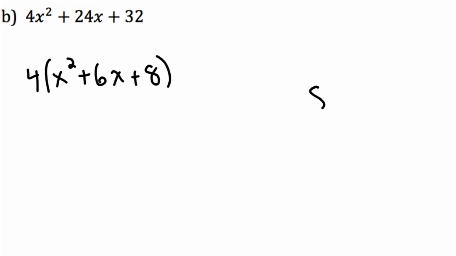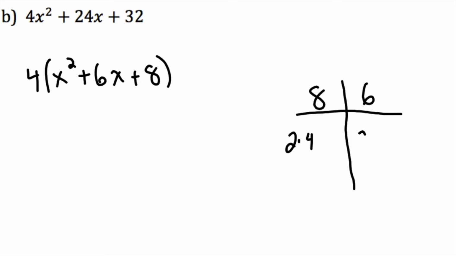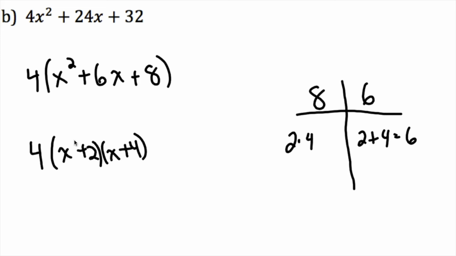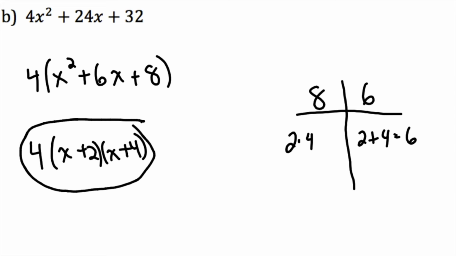So I need to do my table. Feel free to pause and catch up at any time. I need two numbers that multiply to give me 8 and add to give me 6. Again, 8 only has two sets of factors, 1 and 8 or 2 and 4, so it's going to be 2 times 4, and 2 plus 4 gives us 6. So there are our two factors. We bring the 4 down, and then (x + 2)(x + 4). That is your final answer for this one.